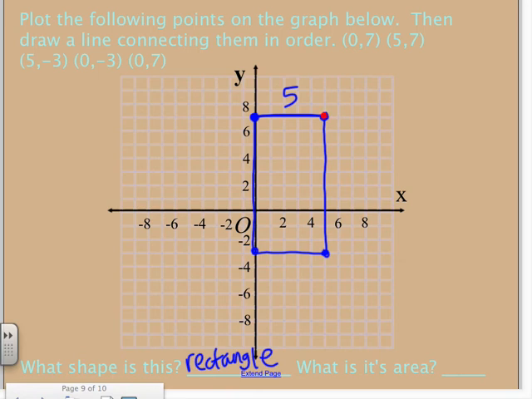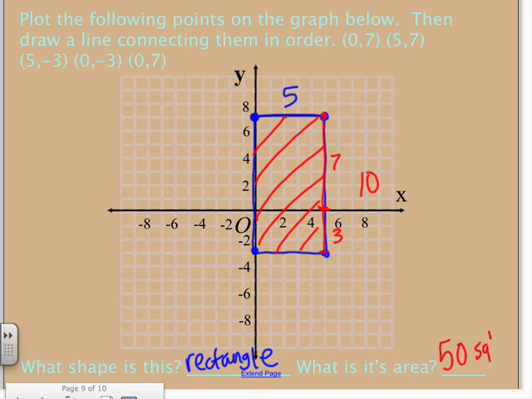So this is up at 7. So from here to here is 7. And then from here to here is 3. So that makes this whole side 10. So remember, to find the area, the inside, you multiply the base times the height. So that would give me 50 square units for my area.